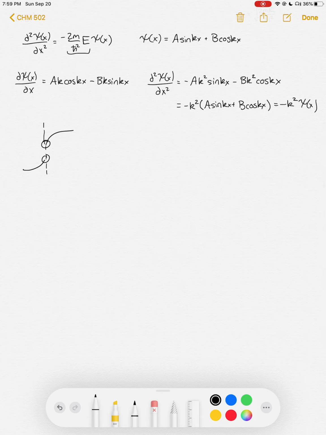So we can set these boundary conditions at the boundaries. So psi of 0 has to equal 0, and psi of a also has to equal 0. These are our boundary conditions that are going to make our wave function make physical sense. First, let's evaluate psi of 0 equals 0. So at psi of 0, we have A sine of 0 plus B cosine of 0 equals 0. Now sine of 0 is equal to 0 and cosine of 0 is equal to 1. So that gives us 0 plus B, which means B is equal to 0.